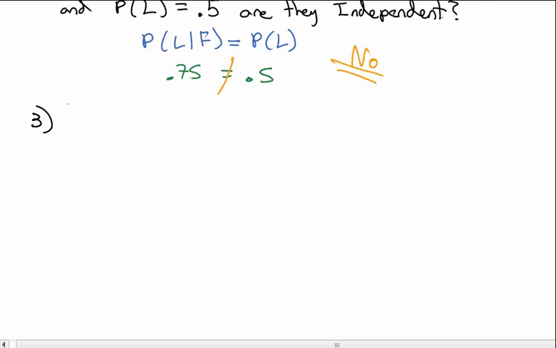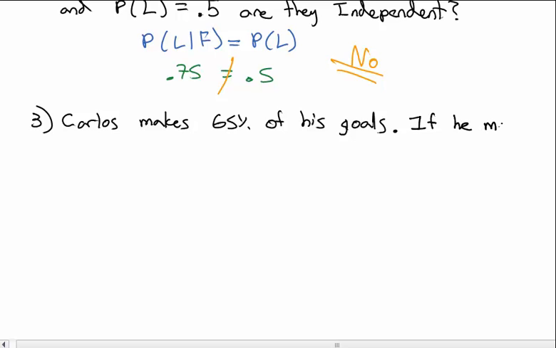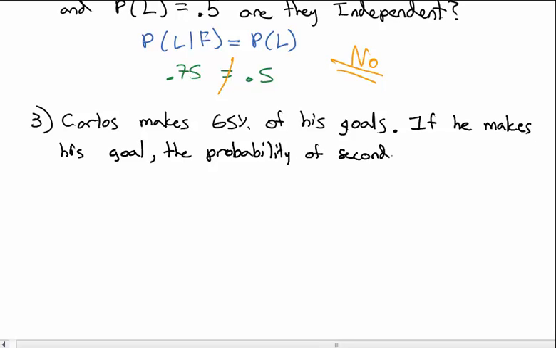Let's try another example. Let's say Carlos makes 65% of his goals. If he makes his first goal, the probability of the second jumps to 90%. What is the probability he makes both?